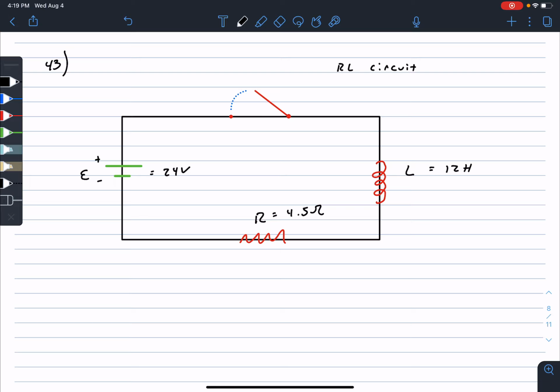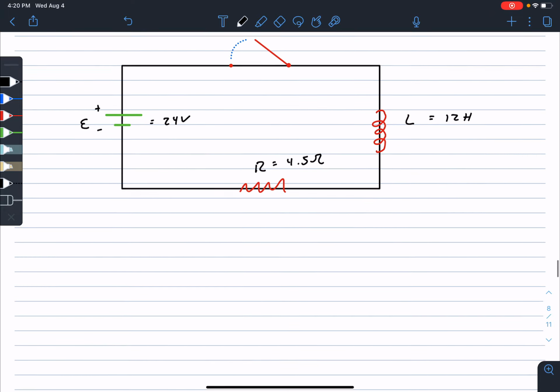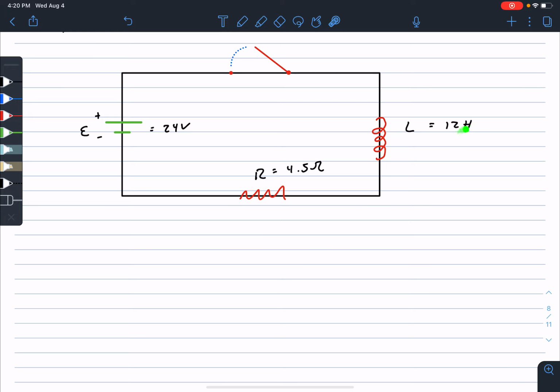Okay, problem number 43. We're dealing with RL circuits now. We're given an inductor, a resistor, and a battery hooked up to a circuit, and there's a switch. So we have an open switch. We're going to close it, and some stuff is going to happen. We're told the values of these. This is 12 henries, this is 4.5 ohms, and this is 24 ohms.